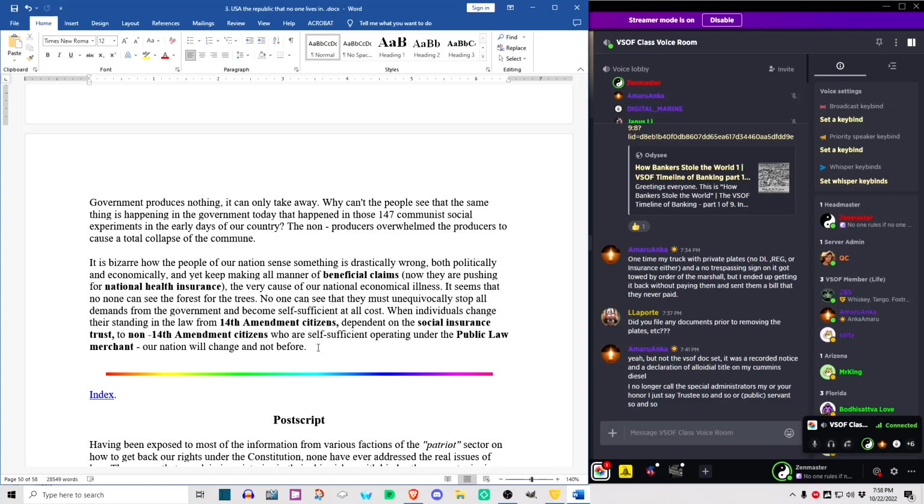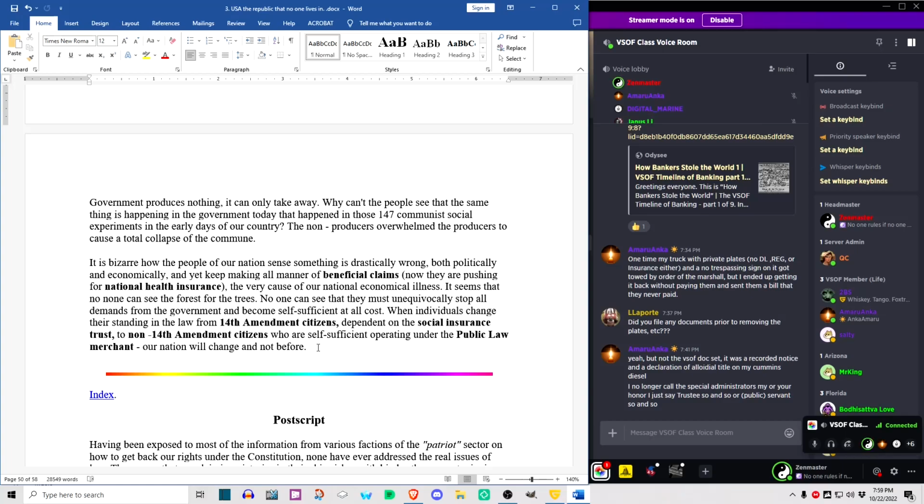It is bizarre how the people of our nation sense something is drastically wrong, both politically and economically, and yet keep making all manner of beneficial claims. Now they are pushing for national health insurance, which, of course, this was written quite a while ago, so now that was Obamacare. The very cause of our national economic illness. It seems that no one can see the forest for the trees. No one can see that they must unequivocally stop all demands from the government and become self-sufficient at all costs.